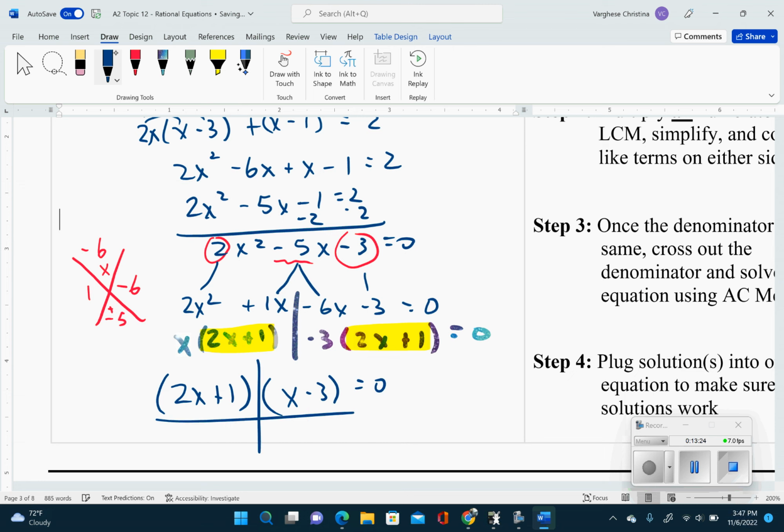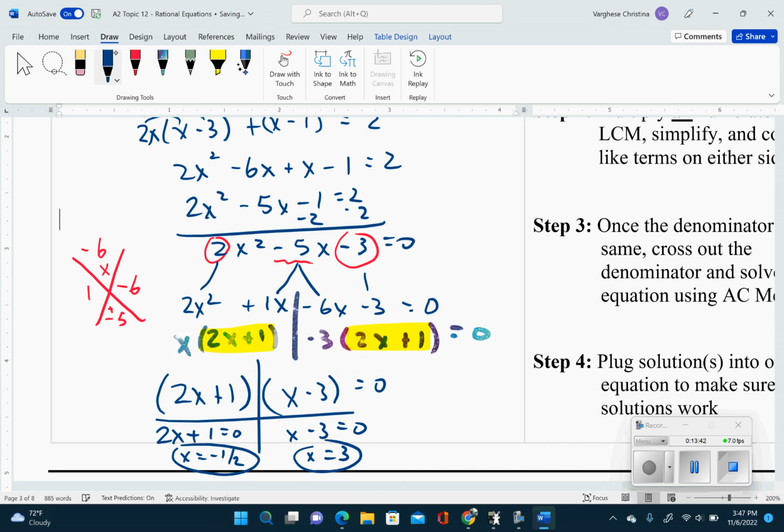I'm going to set them both equal to 0. So 2x plus 1 equals 0 and x minus 3 equals 0. So subtract 1, divide by 2, and I get x is equal to -1/2. Do it and see if you get the same thing. And over here, add 3, so you get x is equal to 3.